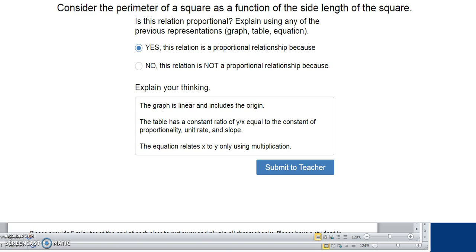So taking a look, we wanted to know, is this relationship proportional? Remember, there's a couple different ways we can talk about this. We can use the graph, table, or the equation. Please make sure in your response you said which representation you're using for your explanation.